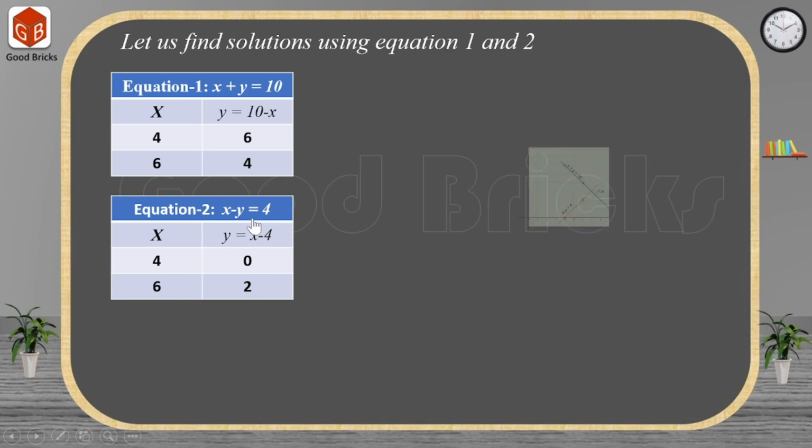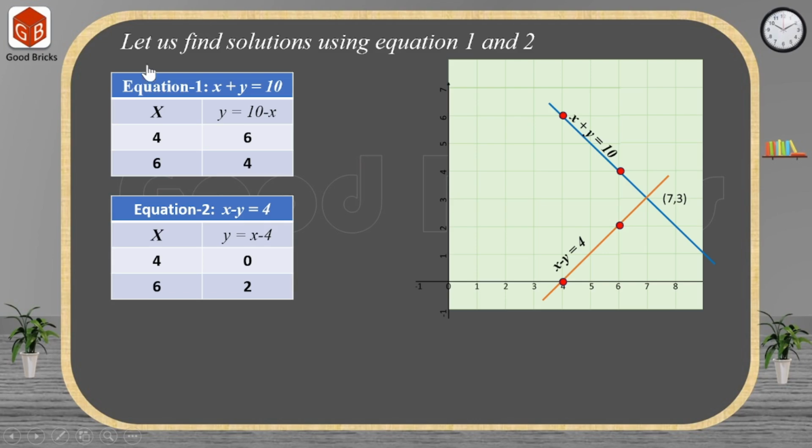Now we need to plot the graph. See here, for the first equation, what are the coordinates? 4 comma 6. So 4 comma 6. Similarly, the second point 6 comma 4. So this is 6 comma 4. So this blue color line is of equation 1. And similarly, this orange color line is of equation 2. It means x minus y is equal to 4.